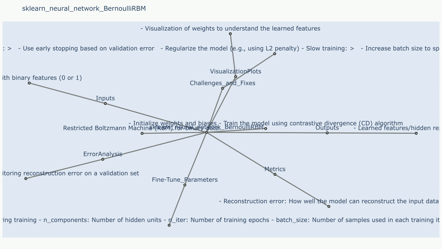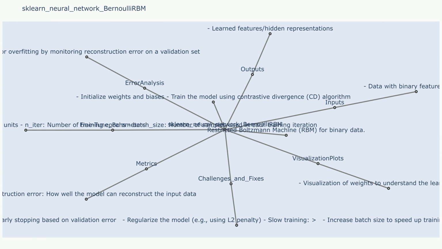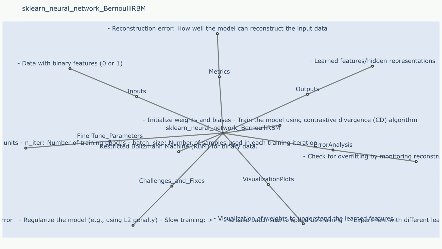Challenge 3: the model may not be able to learn complex patterns if the number of hidden units is too small. Sample use case that resulted in challenge 3: the model was unable to learn the underlying patterns in a dataset of handwritten digits, resulting in poor performance. Fixes to challenge 3: increase the number of hidden units. Use a more complex architecture, such as a deep Boltzmann machine.